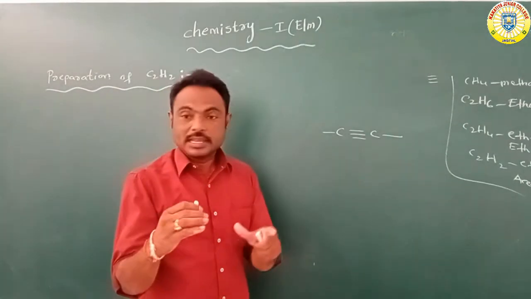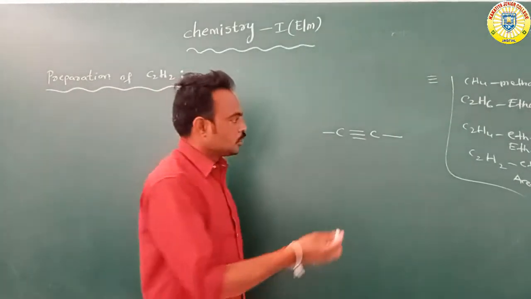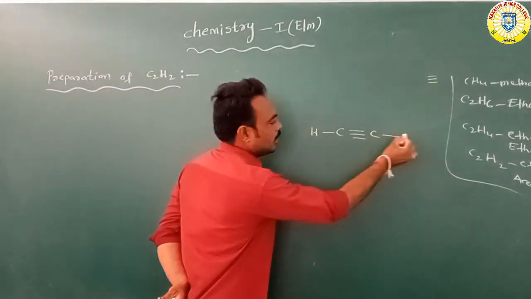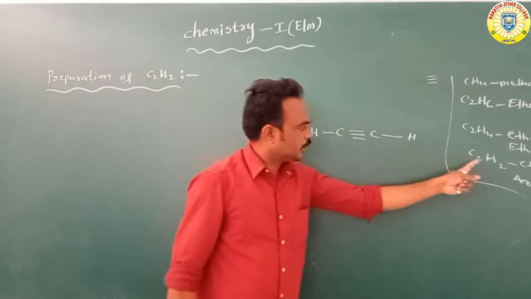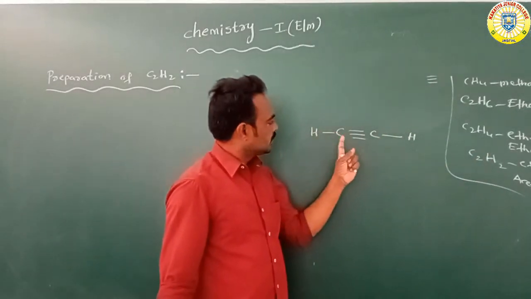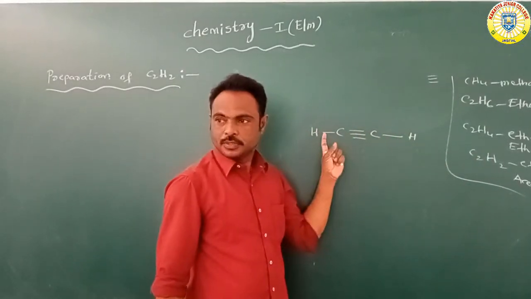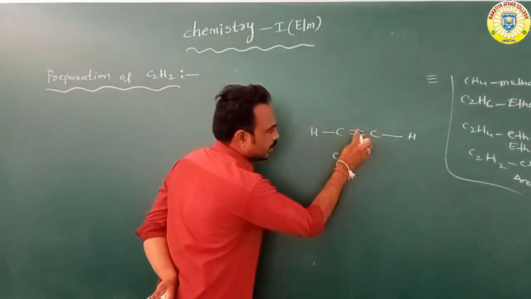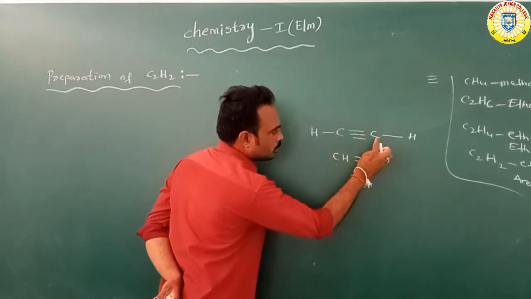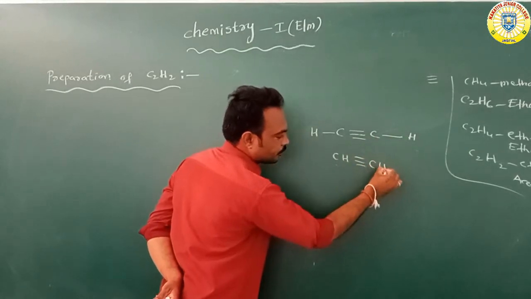So we arrange the hydrogens. Overall, the structure of C2H2 is CH triple bond CH.